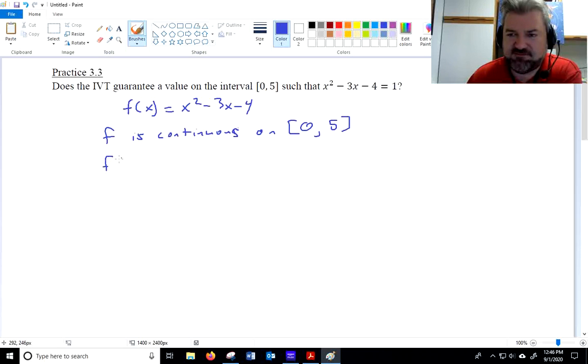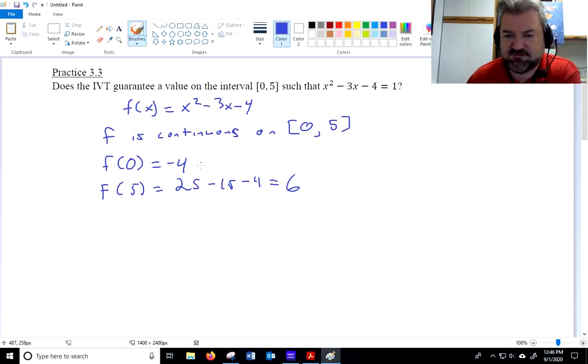Let's figure out what f of 0 is. f of 0 is negative 4. Let's figure out what f of 5 is. That's 25 minus 15 minus 4. That is, what was that, 6? Okay, so clearly this 1 is in between those two.